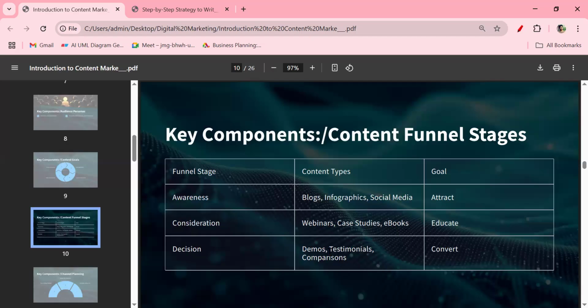Testimonials, demos, and comparison are things that help the consumer take the decision of whether this product is going to be useful for me or not, whether I have to buy this product or not.